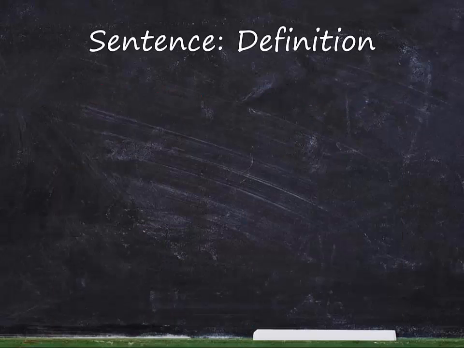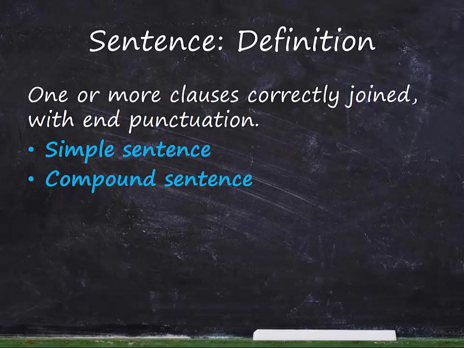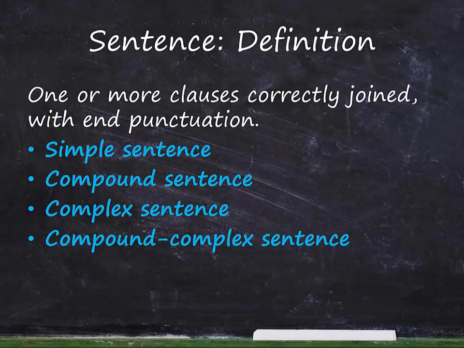But since I'm only partly a rebel, I'm still going to give you a definition. A sentence consists of one or more clauses correctly joined with some kind of end punctuation. If that definition just confused you, then you might not have watched my clause videos yet. Go ahead and fix that now. We'll wait. Okay, so we're going to talk about 4 kinds of sentences: simple, compound, complex, and compound complex.